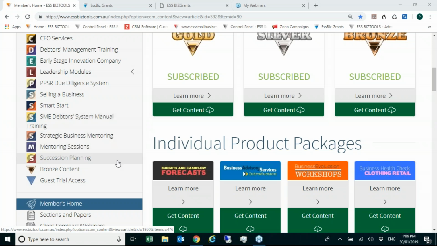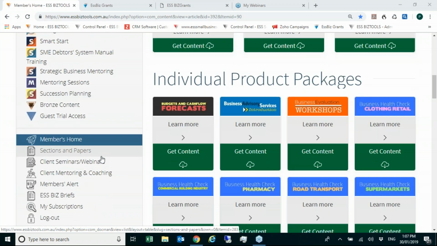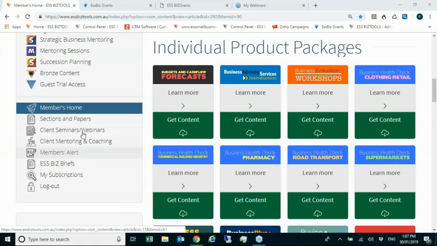Then we have some mentoring and succession plan. Oh, no, sorry, it goes right down to succession planning. They're all the product packages. We then have some more generic sort of material, which is where I'm going to start, sections and papers. So we'll go to sections and papers, just so you know it's there.